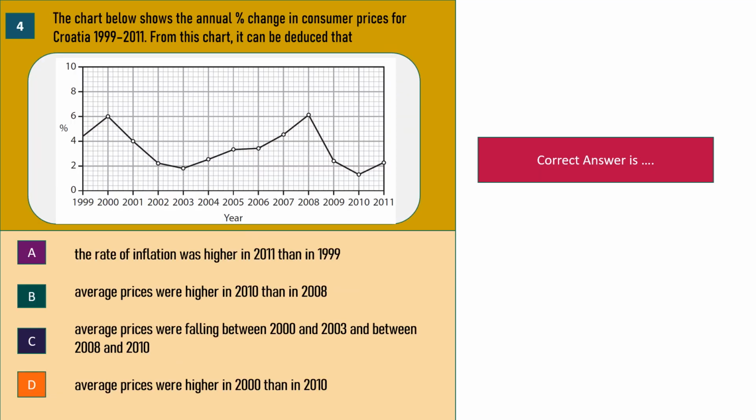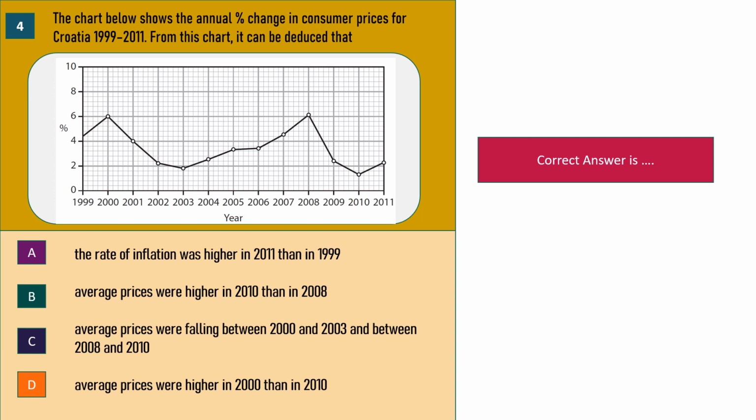So next question. The chart below shows the annual percentage change in CPI, that is consumer prices, for Croatia from 1999 to 2011. What conclusion can you derive from this particular figure? You know that the CPI value is not given, they gave the percentage change in CPI. You can see that each year the percentage change in CPI is positive. That means prices are increasing continuously. From 1999 to 2011, prices are increasing, but the rate of increase varies. You can see that's why the line is fluctuating.